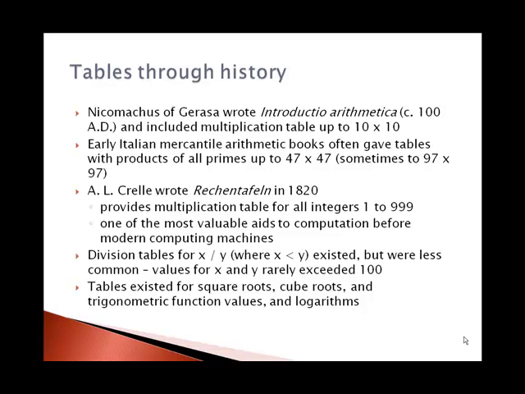There were division tables. They did exist, but they were less common, and the values for the numerator and denominator, or the divisor and dividend, rarely exceeded 100. And also tables existed for square roots, cube roots, trigonometric function values, and logarithms, and all of these were very common until all of this information was able to be extremely condensed into a calculator.